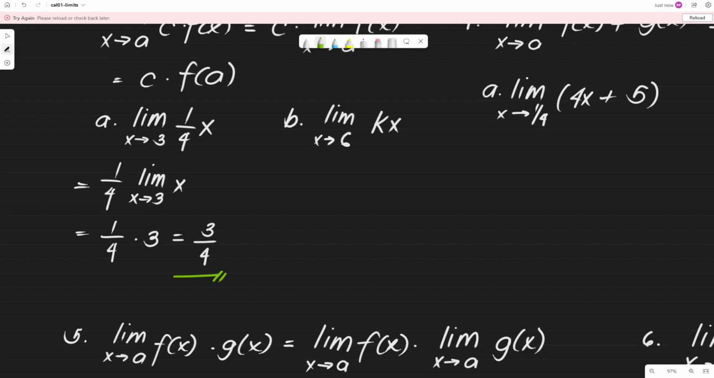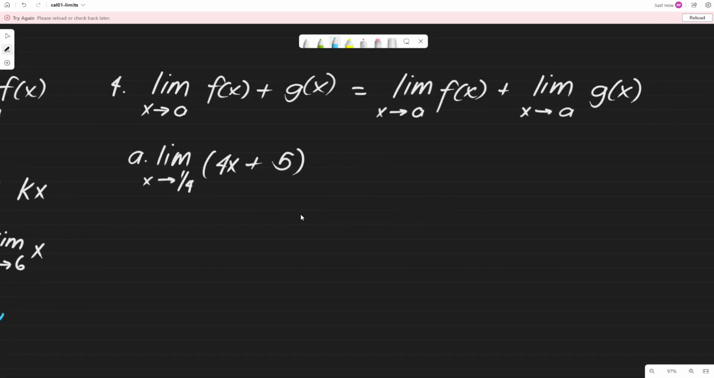Then we have letter B, the limit of kx as x approaches 6. k is a constant in this problem, so k is multiplied to the limit of x as x approaches 6. We just substitute, so we have k times 6. That is okay, but it would be better if we write it as 6k, so that the numerical coefficient is leading. So that is theorem number 3.